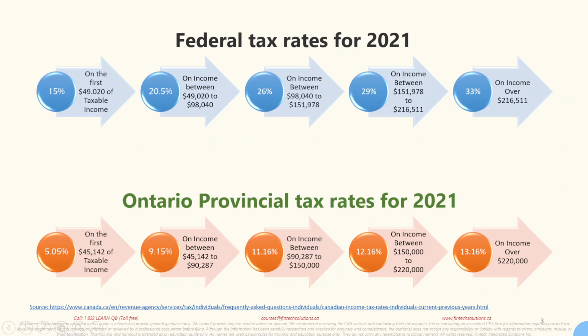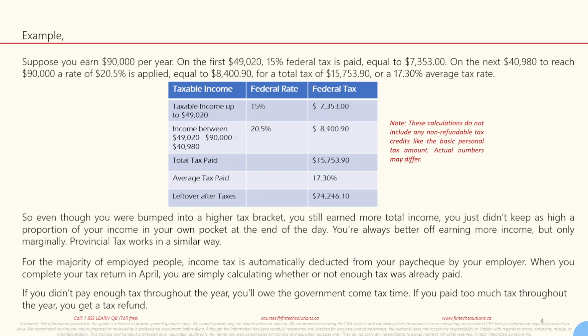Now let's look at an example so we'll get a better understanding. Suppose you earn $90,000 per year. On the first 49,020, the 15% federal tax, you will be paying $7,353. On the next 40,980 to reach $90,000, a rate of 20.5% is applied, equal to $8,400.90, for a total tax of $15,753.90, or 17.30%, which is the average tax rate.